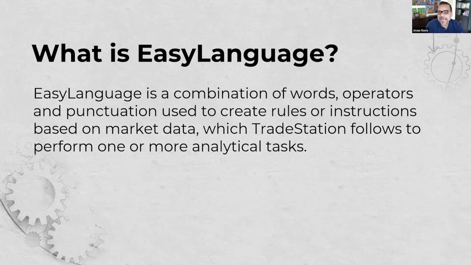Those analytical tasks, of course, depend on the type of study that you're creating. Sometimes your study will draw a line, like a moving average. Sometimes you'll look at an RSI, or you'll look at channels like the price channel or the Keltner channel or Bollinger Bands. Whatever the study is, TradeStation will follow your instructions and will do exactly what you intend that study to do. And on another side of EasyLanguage, we have strategies, which are designed to generate orders into the market.